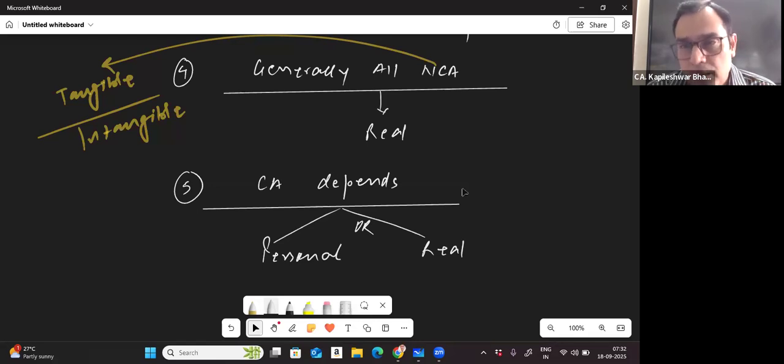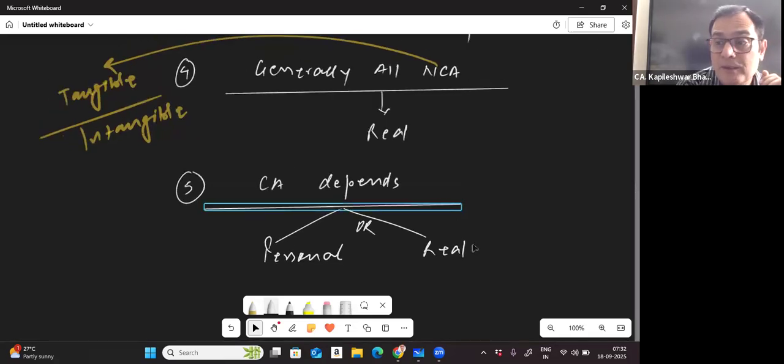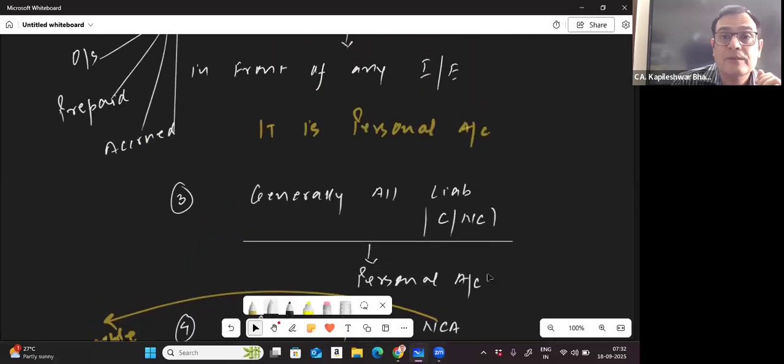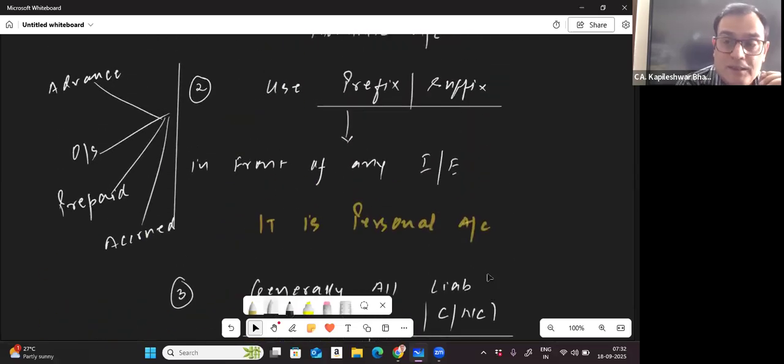Non-current assets, invariably they will be real accounts. The only thing is the current assets, where you just need to apply thought whether it relates to a person or not. Life simple. So can you repeat the second point? Okay, let's come back to the second point as well. I think maybe I'm making you think the way you've never thought earlier. That's fine.